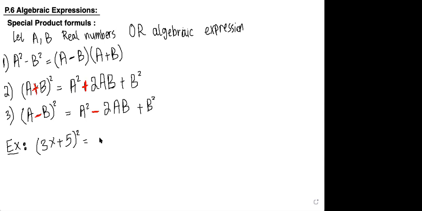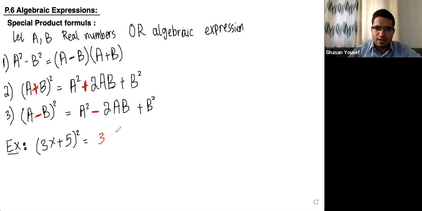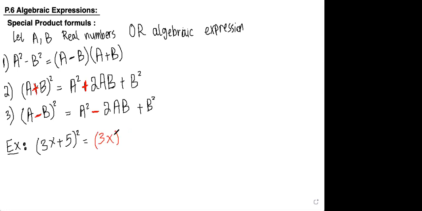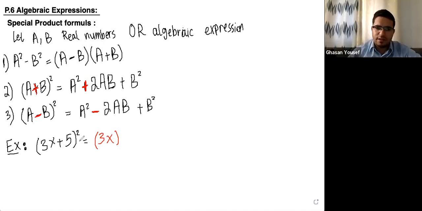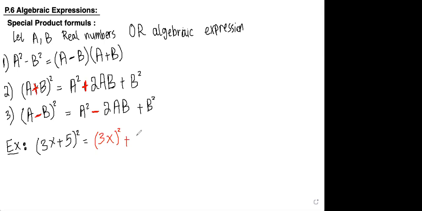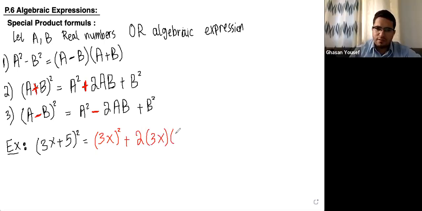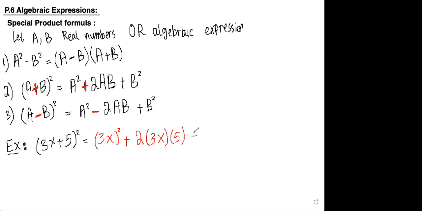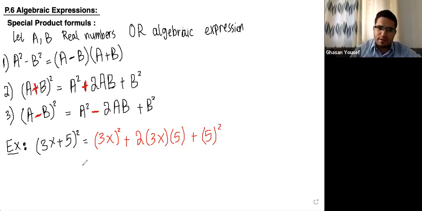So it will be 9x squared plus 13x. So 3x, everything. Hold on one second. So I'm going to do it step by step, okay? So the first term, this one, right? (3x) squared plus what? Plus 2 times 3x times 5, plus 5 squared. Now we're going to simplify this one.